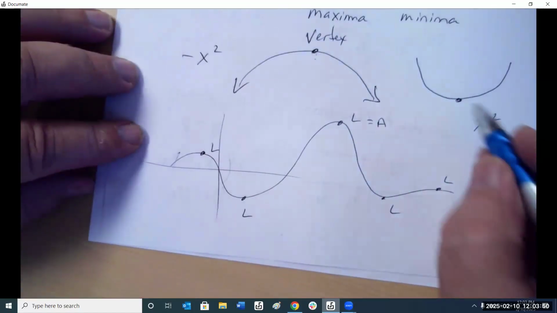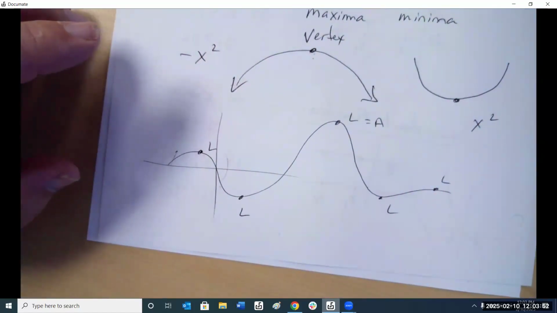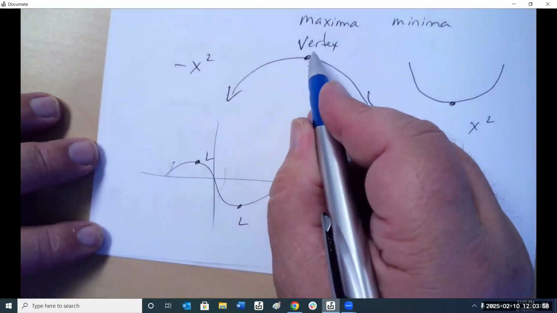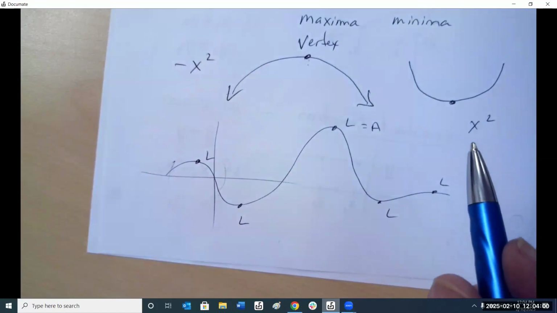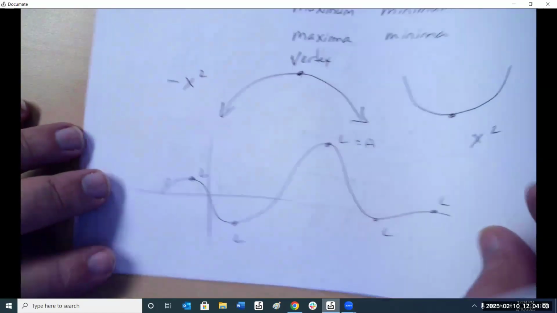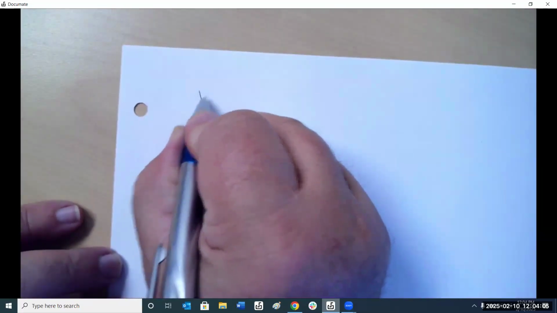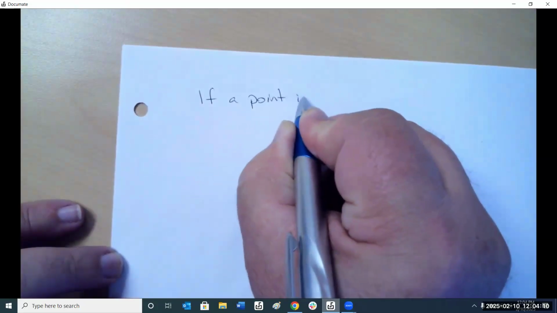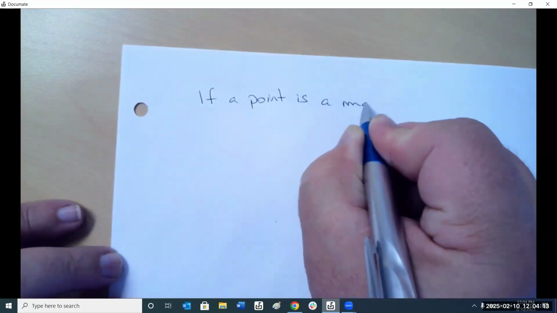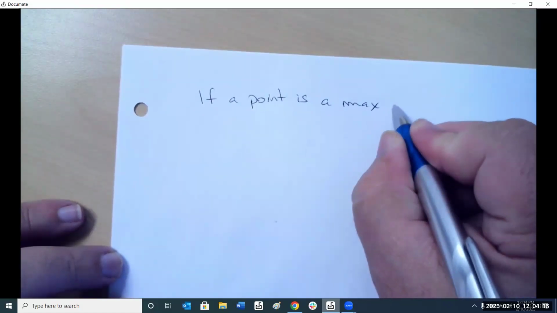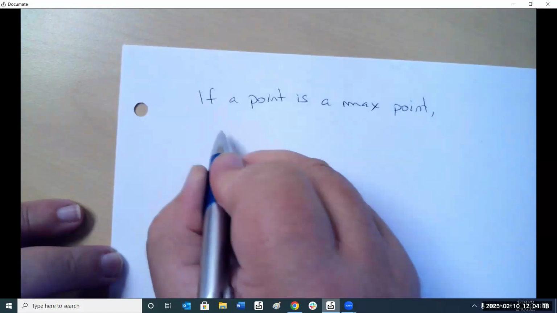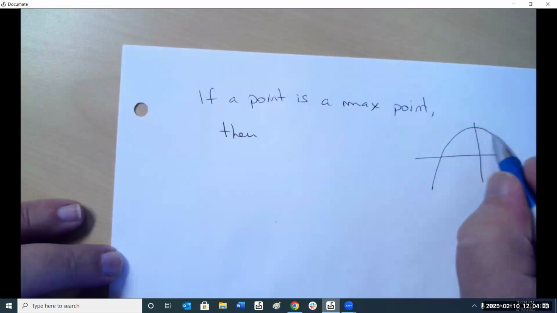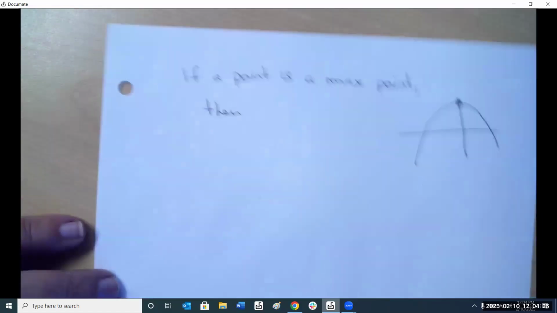The reason we're talking about these is what happens at a vertex. One of two things. How do we know it's a vertex? Remember, we just talked about maximum, increasing, decreasing functions. If it's a maximum, so if it's a maximum, what has to be true?